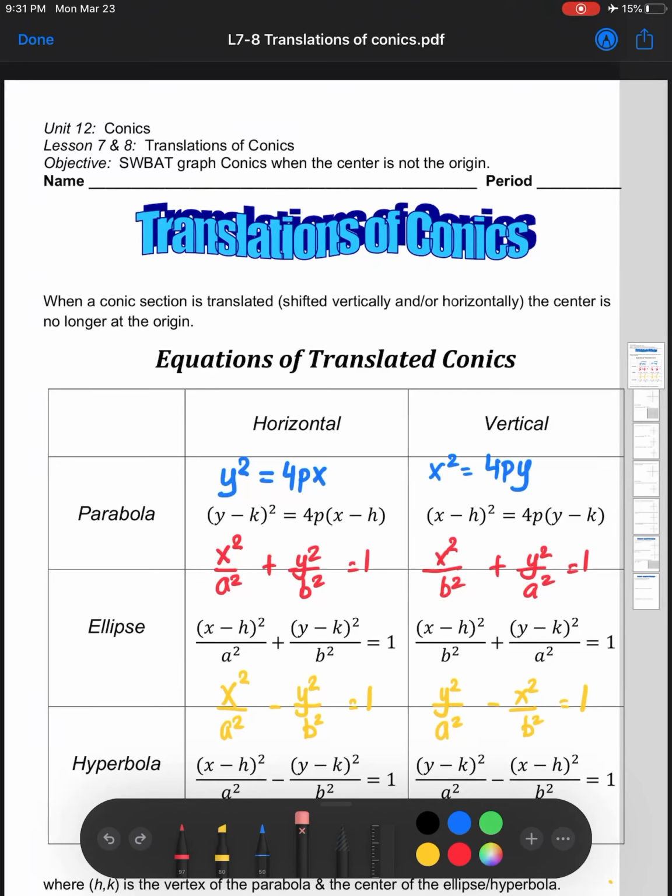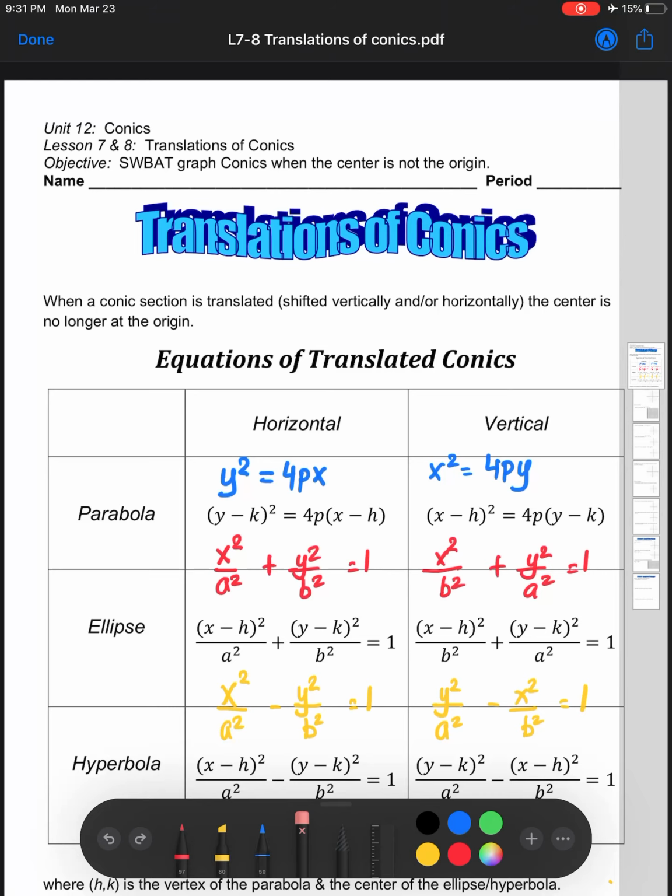Hello all, we are starting with lessons 7 and 8, translations of conics. I'm hoping that you're done with lessons 5 and 6. Please don't start watching these videos, it'll confuse you a little more if you've not done your lesson 5 and 6, especially with the hyperbolas. Some of the questions you might be able to do, but for the most part you need to finish those lessons, watch those videos, do some questions on your own, and then get on to this.